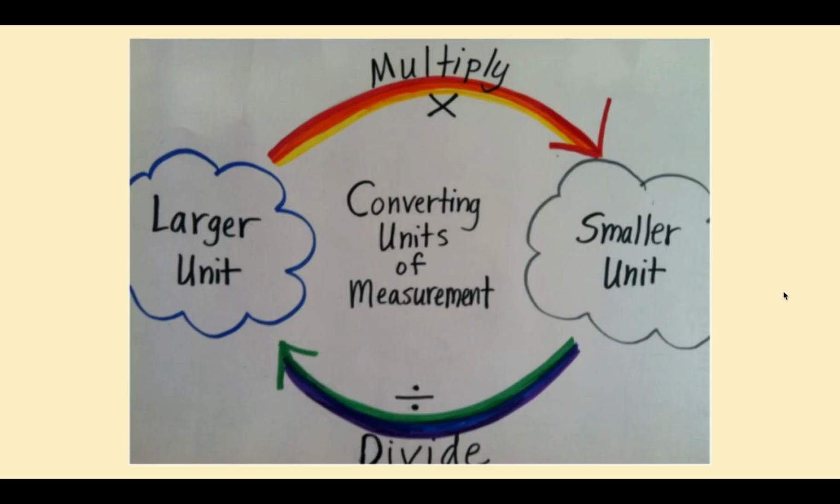So let me explain this picture. In the center, it says converting units of measurement. We see larger units on the left, and a red arrow that points to smaller units. If you're going from a larger unit to a smaller unit, you multiply, and it says that at the top on the arrow. But if you're converting from a smaller unit to a larger unit, you need to divide.